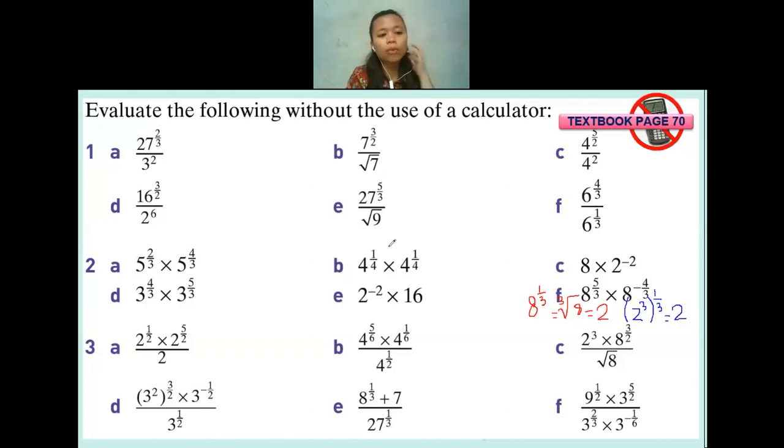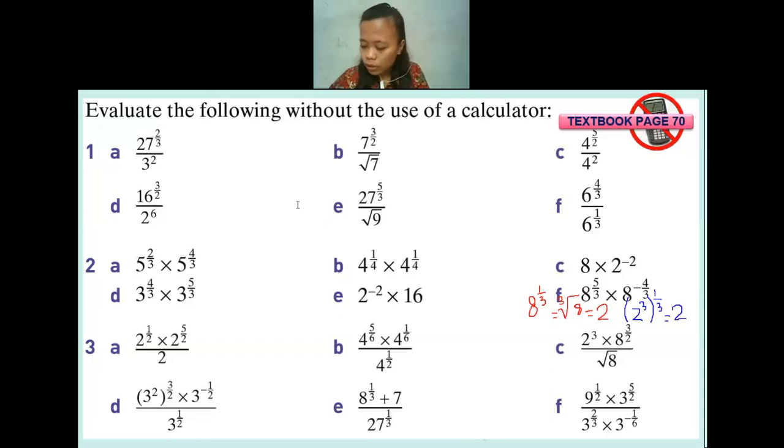Is there anyone having any question regarding the question F? Is there anyone having any question? No? Okay. If you have no question, I will move to the question 3.